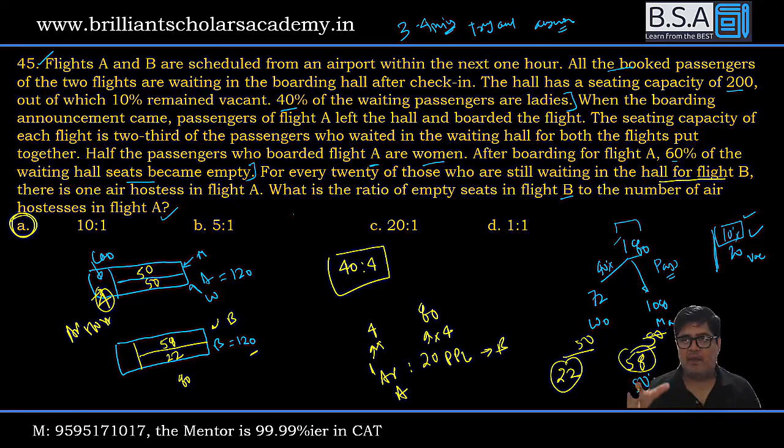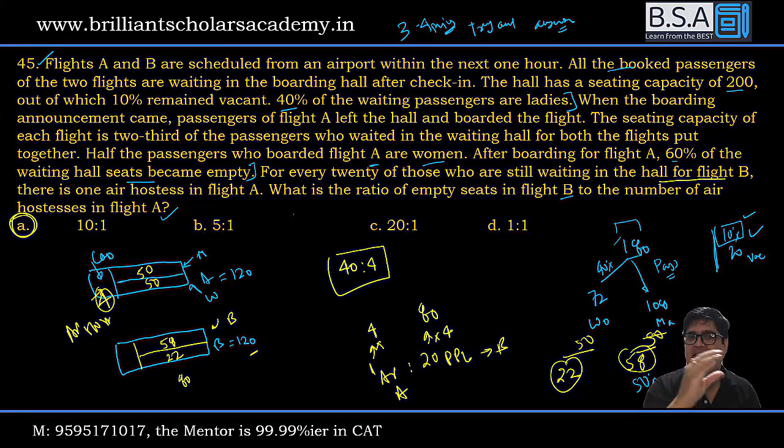200 seats, 20 are vacant, 180 are occupied. 2/3 of 180 is the actual capacity of A and B. Nowhere does it say they will be completely filled. So now, 120 is the capacity. When passengers are called for A, the hall becomes 60% empty. The hall was already 10% empty. I am going to make it 50% empty further. 50% of the total 200 seats.